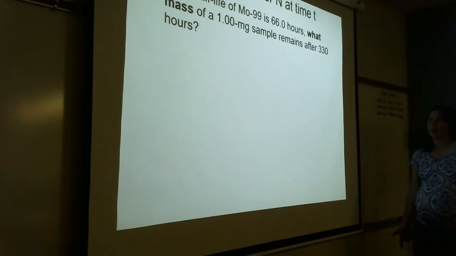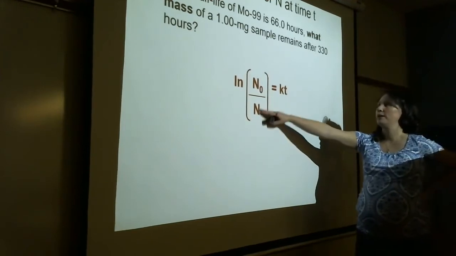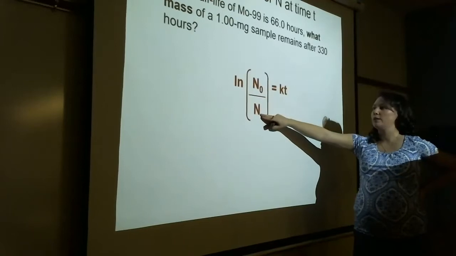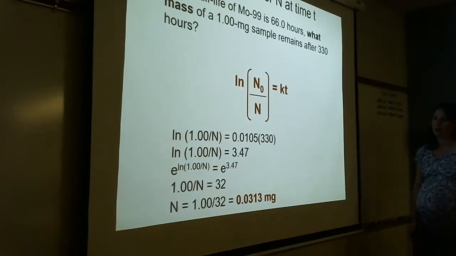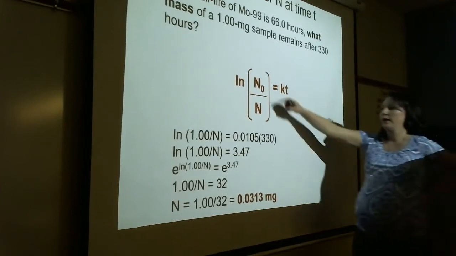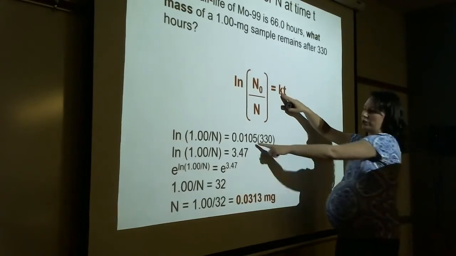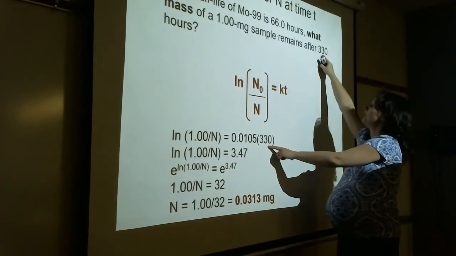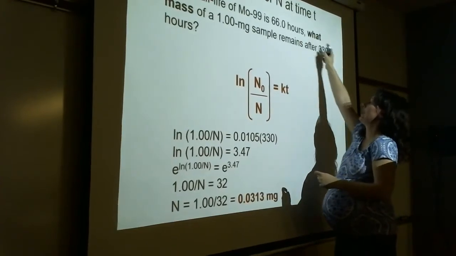Now I can plug in and solve for the second piece of the puzzle, which is N. This is N sub 0, the initial mass. That's 1. This is what we're solving for. So we do some arithmetic. Natural log of 1 over x is equal to K, which I just solved for, times time, which is 330 hours. So hours inverse and hours cancel.